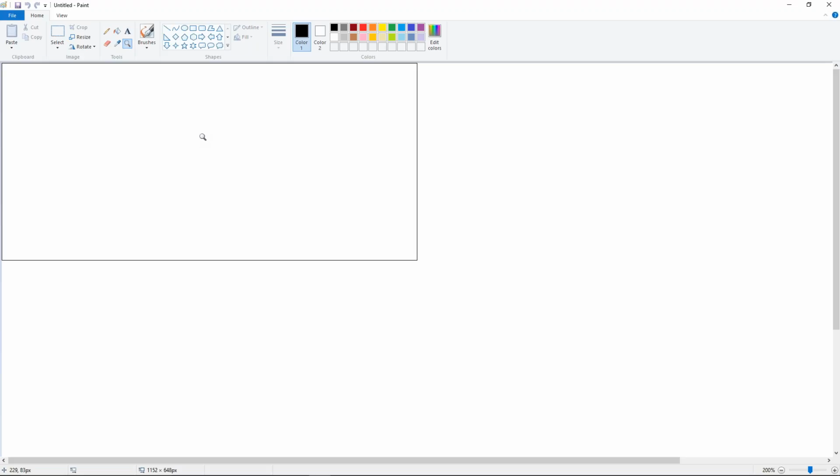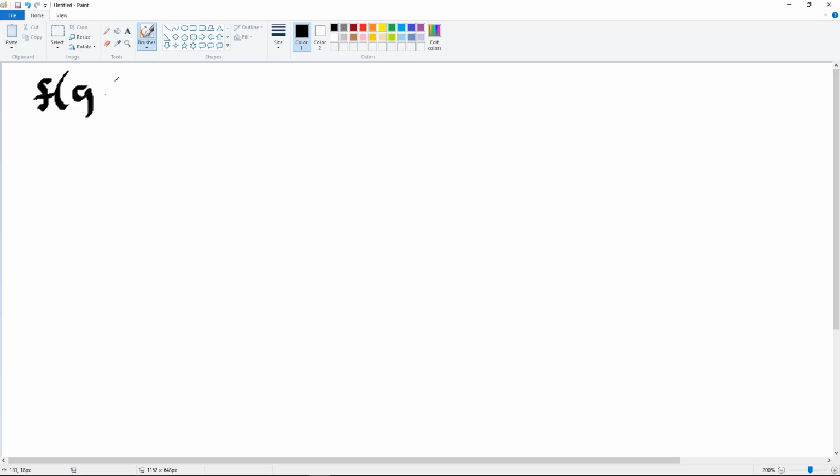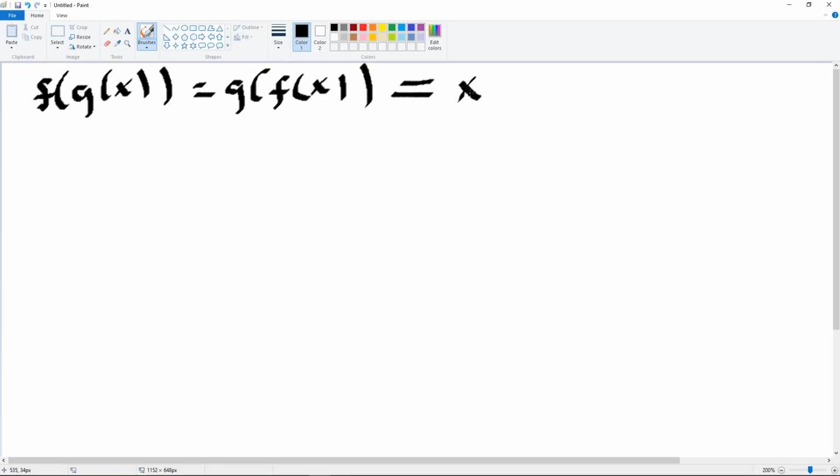Okay, so this one is just proving. So we have to do, the proof is that f of g of x has to equal g of f of x and it has to equal x. If that is true, then yes, they are inverses of each other. So if we look at 37, let's do f of g of x.